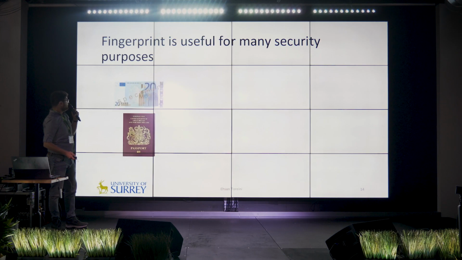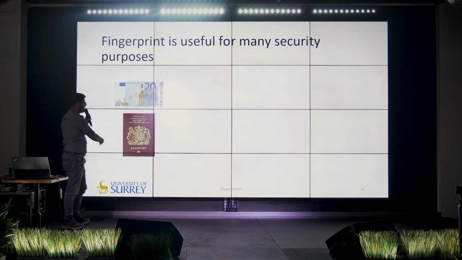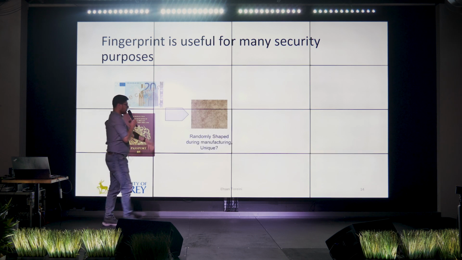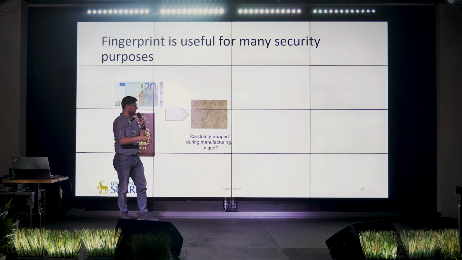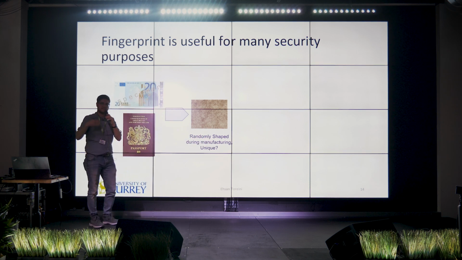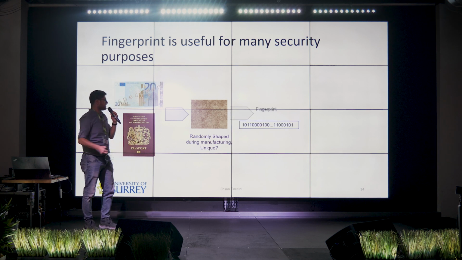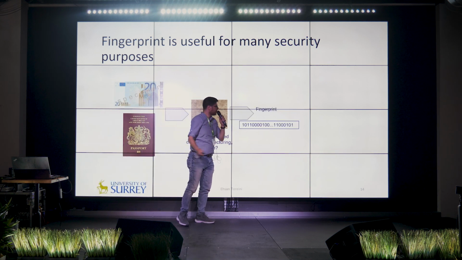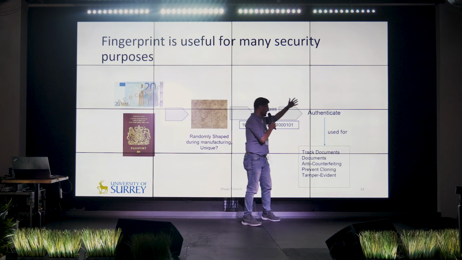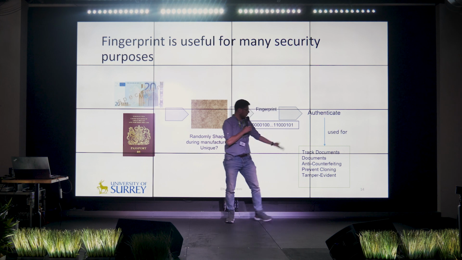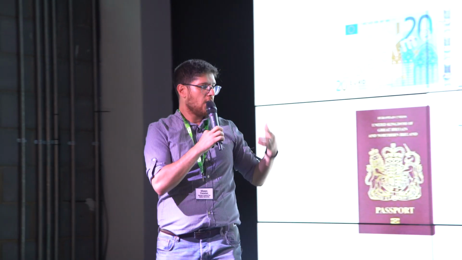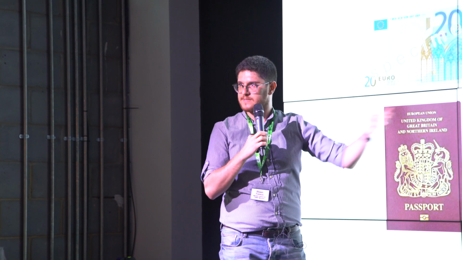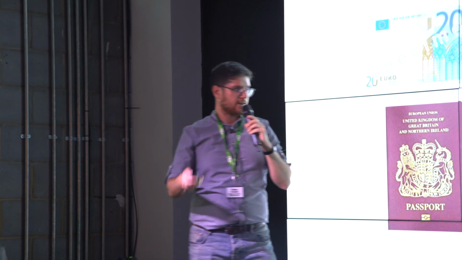So the overall process is, imagine you have some sort of document. You try to find some random characteristics in it that are shaped during the manufacturing process, meaning without involvement of humans. You fingerprint them, and then you use that fingerprint to authenticate that physical object for different purposes. You can use it for tracking, anti-counterfeiting, prevention of cloning, tamper-evident technologies, or any other means that you want from the physical characteristics that you acquired.